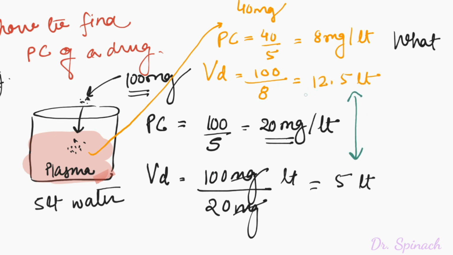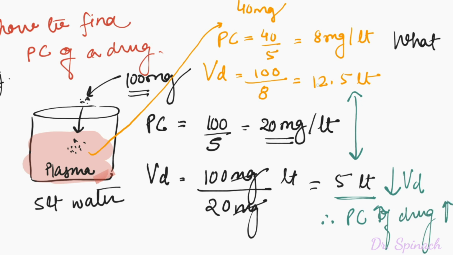By comparing both the examples, in the first case we have less volume of distribution, therefore more drug stays in plasma. And in this case, the volume of distribution is more, hence less drug stays in plasma. That means more is distributed to the tissues.